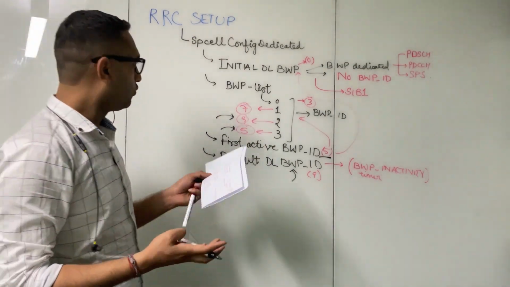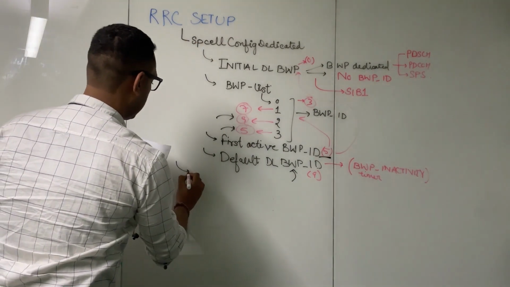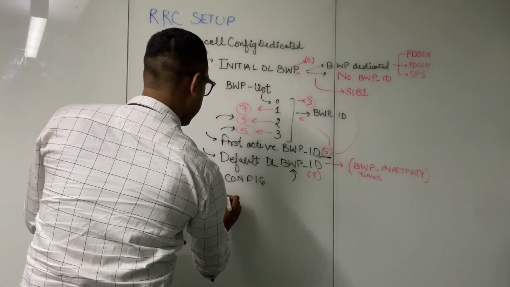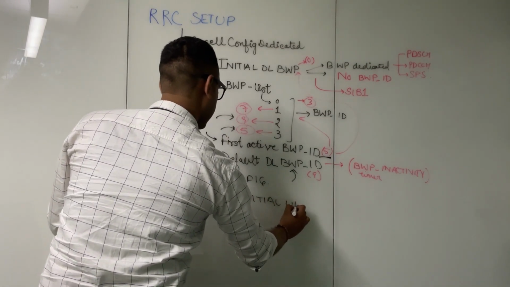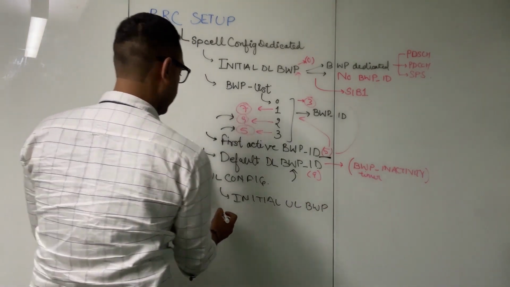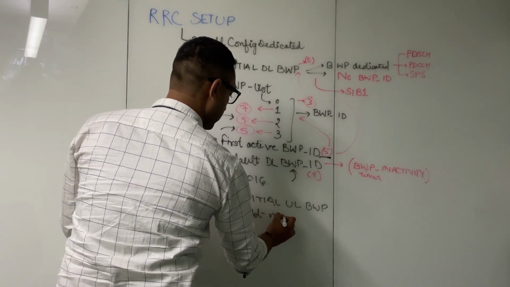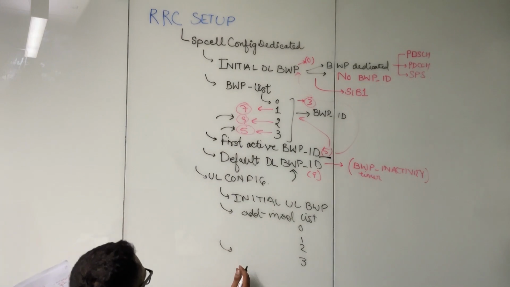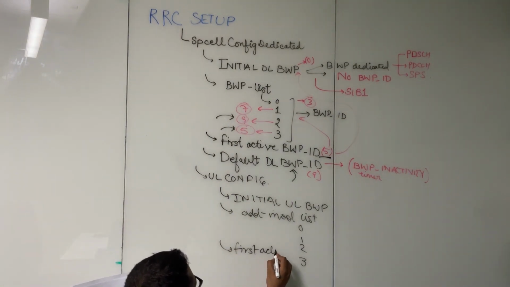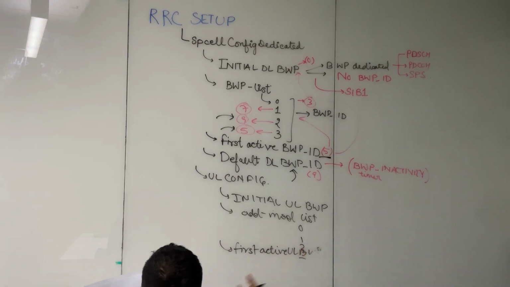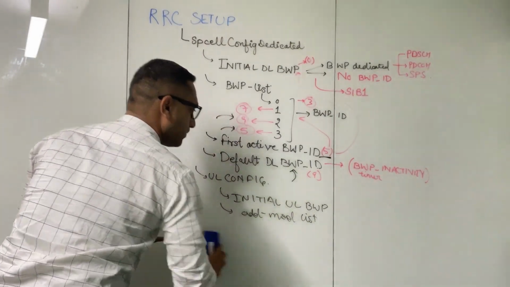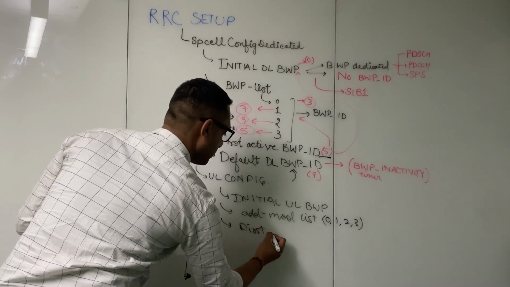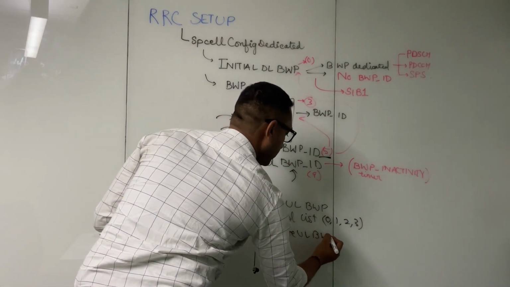Then UL. In SPCell config there is something called UL config also, and in UL config we again have the initial UL BWP, and there is an add mod list again to configure up to 4, 0, 1, 2 and 3, and there is first active UL BWP ID. The add mod list could be 0, 1, 2, 3, and then there is the first active UL BWP ID.